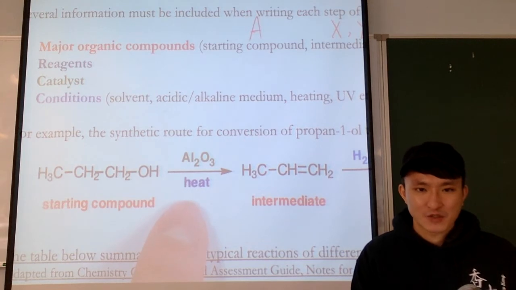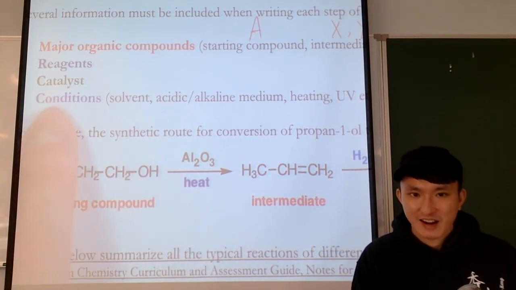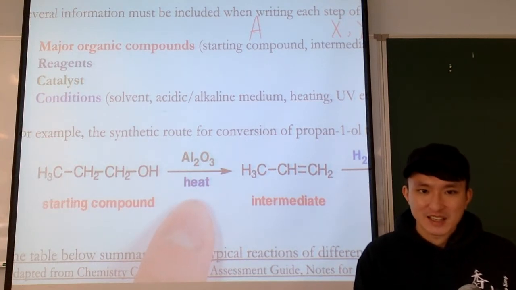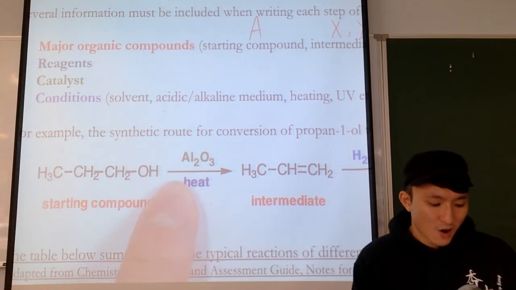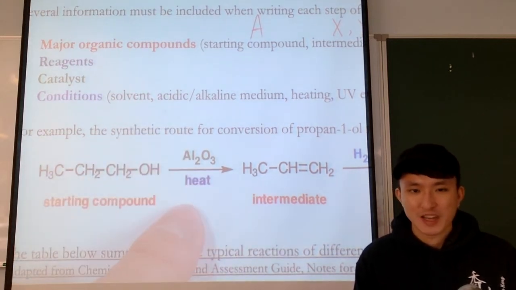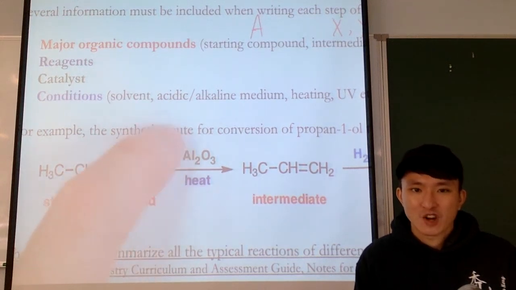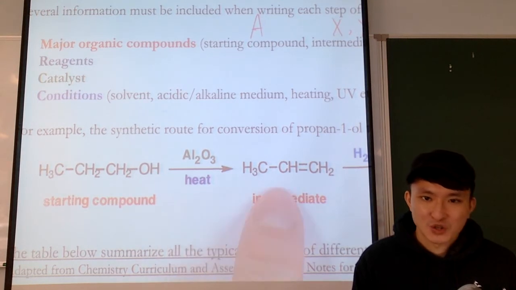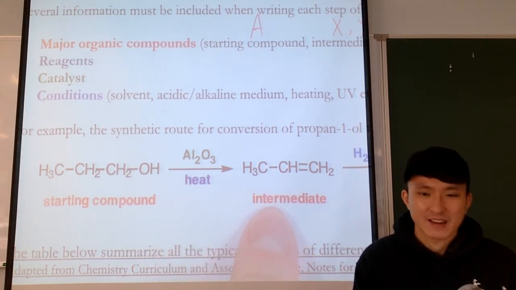And for dehydration, we require heating. So heating is the condition, right? So we will show the catalyst and the condition on the arrow. So you either put it on the top or at the bottom. Usually you put one each, okay, top, bottom, okay? So then it will be converted into the propene intermediate, okay?